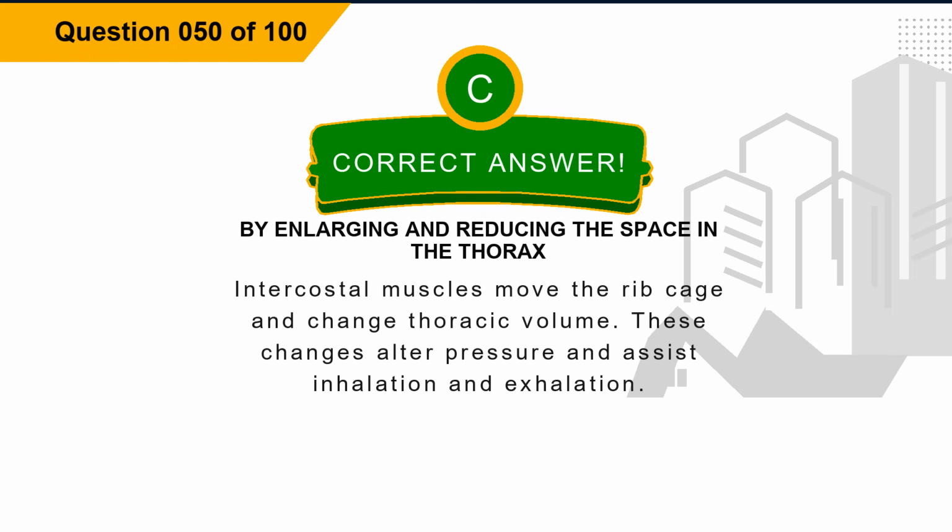The correct answer is option C, by enlarging and reducing the space in the thorax. Explanation. Intercostal muscles move the rib cage and change thoracic volume. These changes alter pressure and assist inhalation and exhalation.